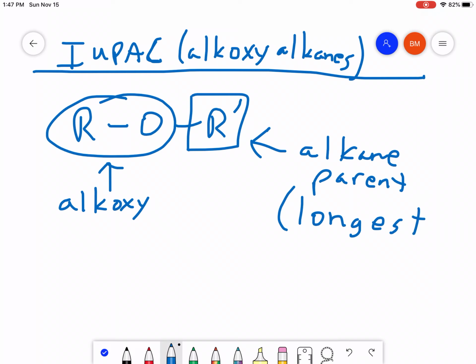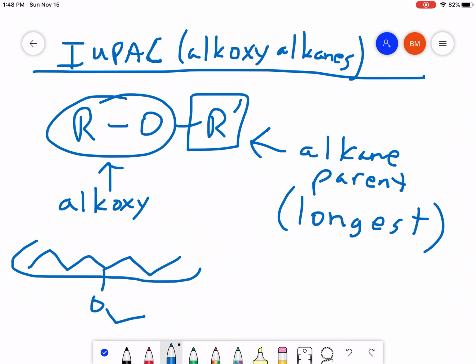Whichever one is the longest chain gets to be the alkane parent. The shorter one is part of your alkoxy group. Simple as that. Alright? So, for example, if you had something like this. Alright, we have 2 different groups. This R group is obviously the longest one, so that's going to be our parent. And that's going to be 8 carbons, so our parent chain is octane.